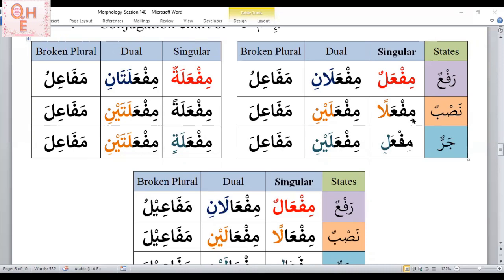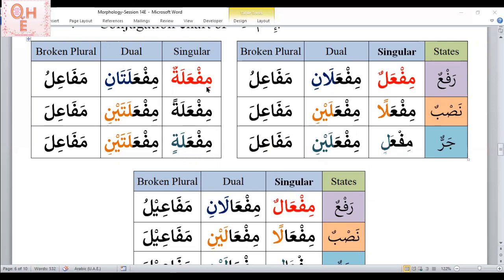Nasb state: mif'alan, dual, mif'alaini, broken plural, mafa'ila. So it gets a fatha because it's a state of nasb. For the jar state, mif'alin, mif'alaini, mafa'ila. And again, because this is ghayr munsarif, they don't take a single kasra. So for the jar, it will be a fatha at the end.